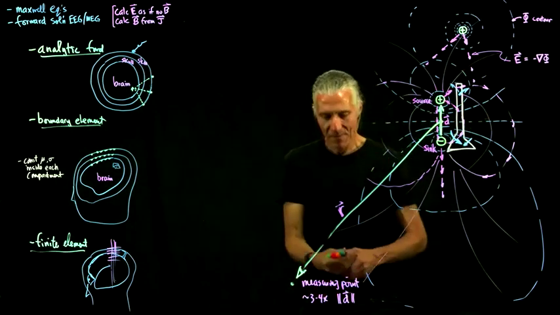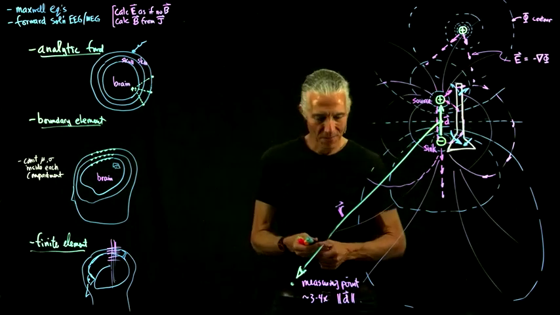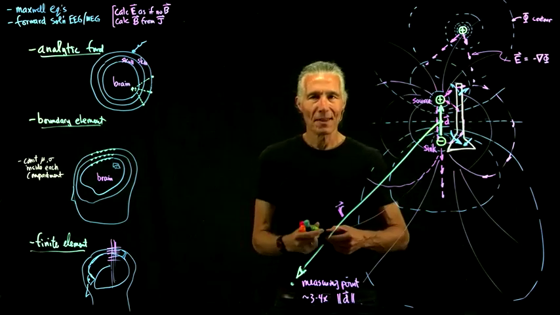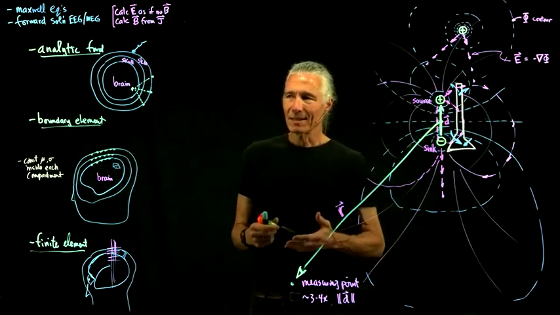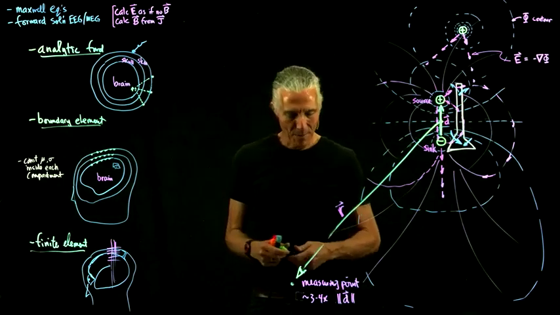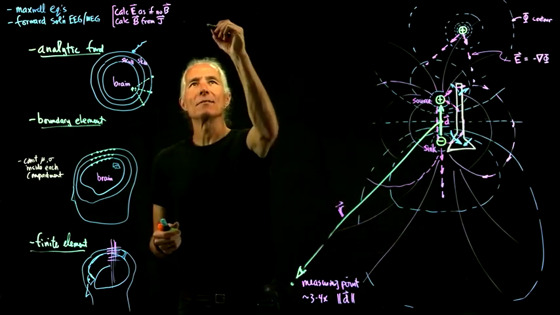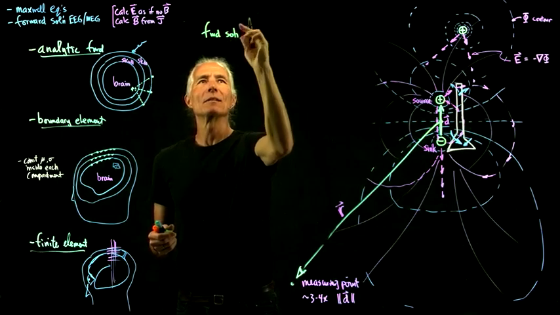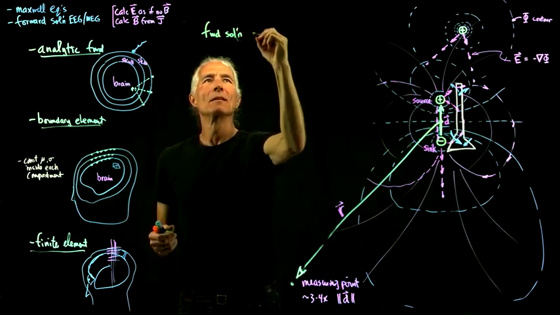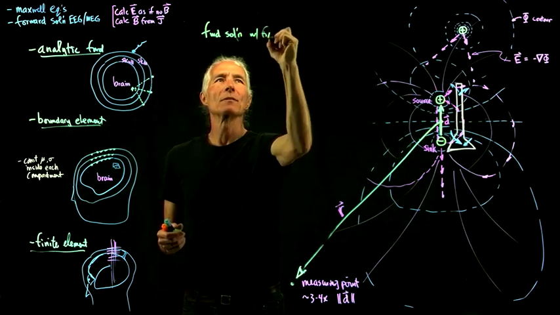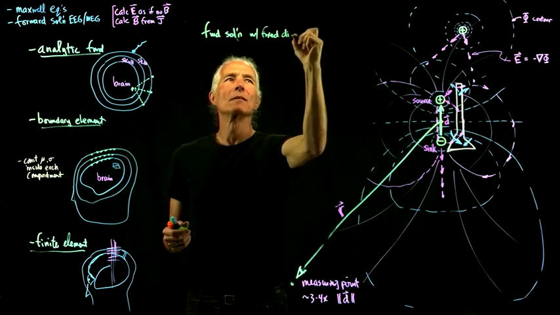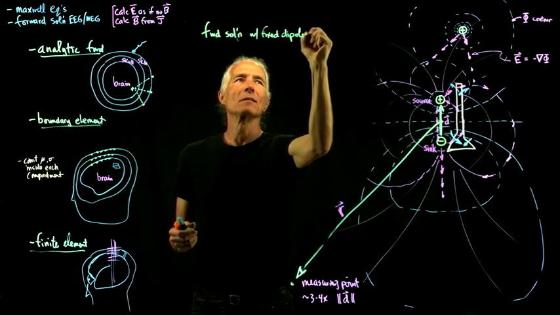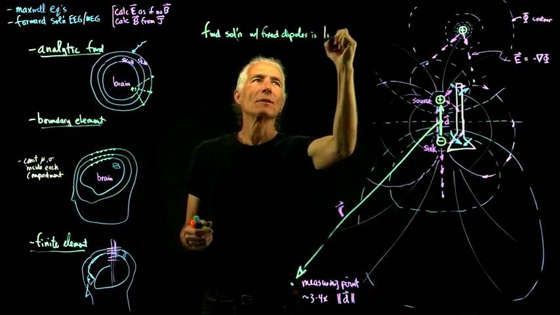But what's the best part of the basic forward solution with fixed dipoles? The forward solution with fixed dipoles is linear. And so what does that mean?